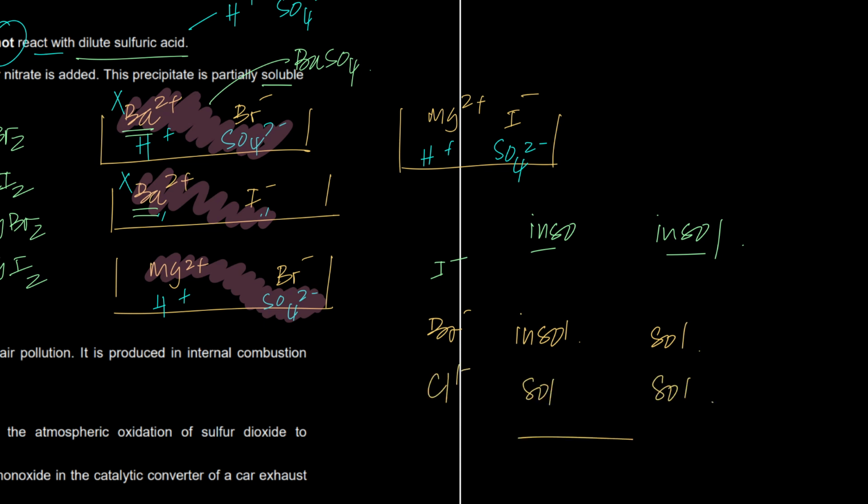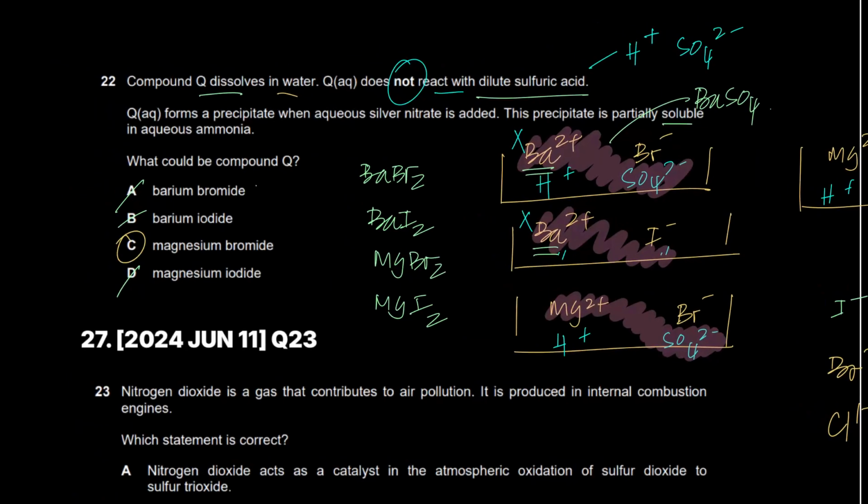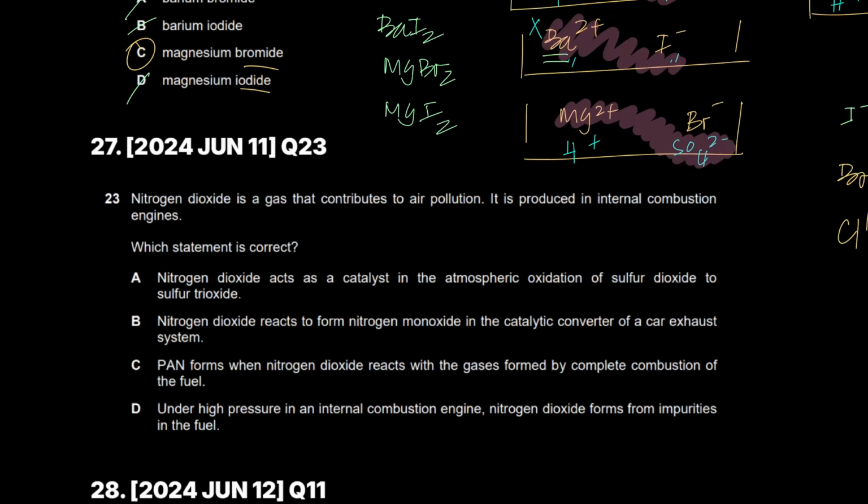So we know this, right? This is dilute aqueous ammonia and this is concentrated aqueous ammonia. Done. So it's partially soluble, which means it must be bromide and not iodide. Done. Next question. Pretty basic questions, huh?